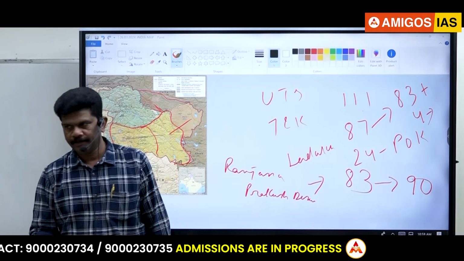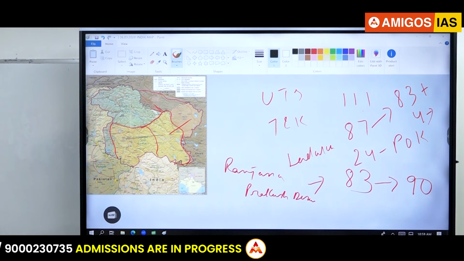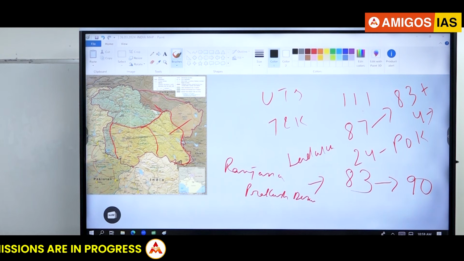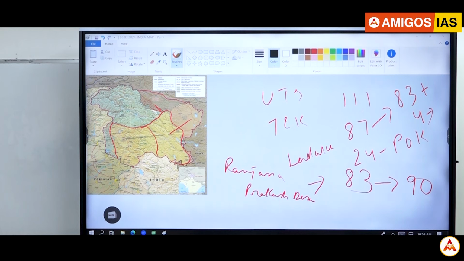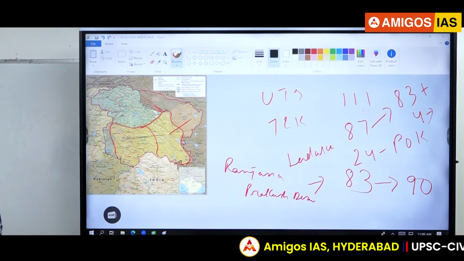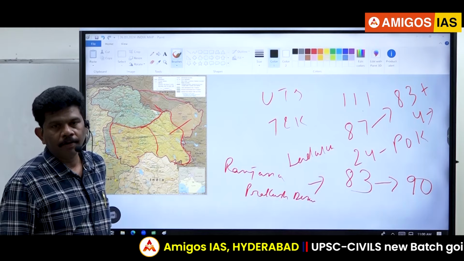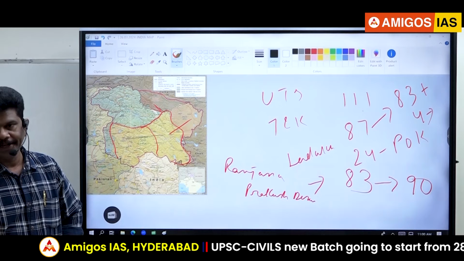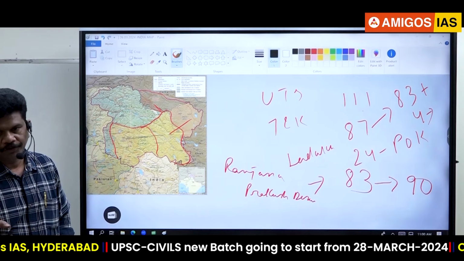So Ranjana Prakash Desai Commission was appointed to study and decide how many seats have to be there. So it was a delimitation. It is a delimitation commission. So delimitation commission recommended the seats in Jammu and Kashmir to be increased from 83 to 90. When was the last delimitation commission for the entire country? Delimitation commission's responsibility is to increase seats and increase or decrease the area of the constituency. 52 we got, 62 we got, 72 we got. Next one was in 2002. After that, there was no delimitation commission.